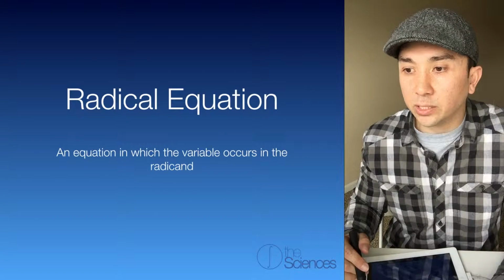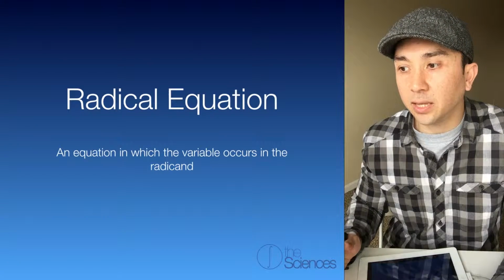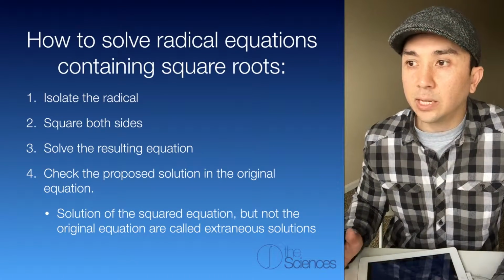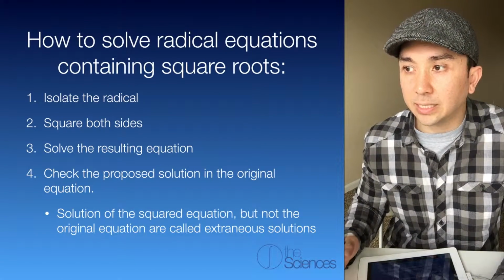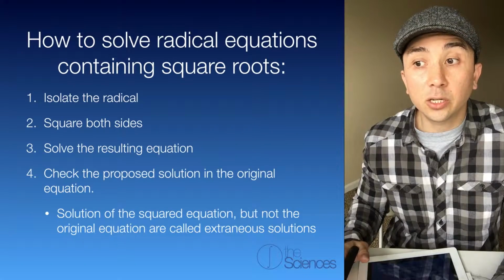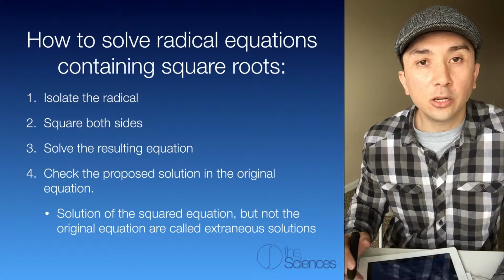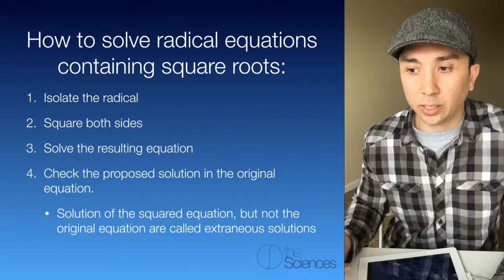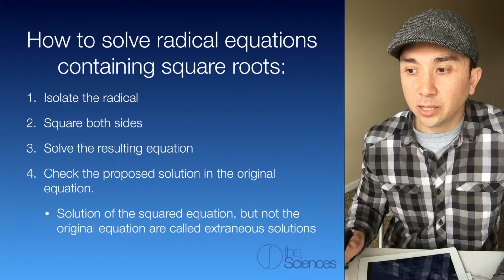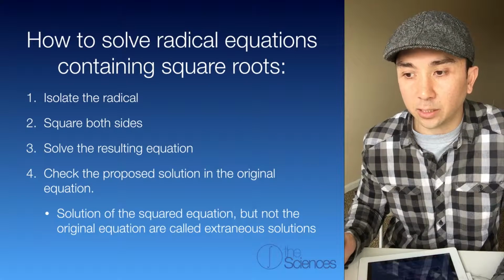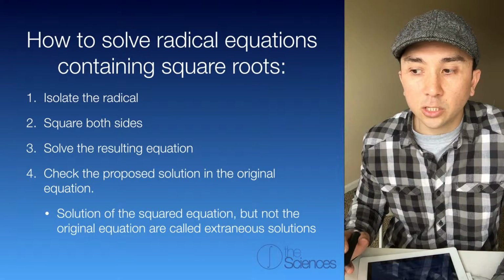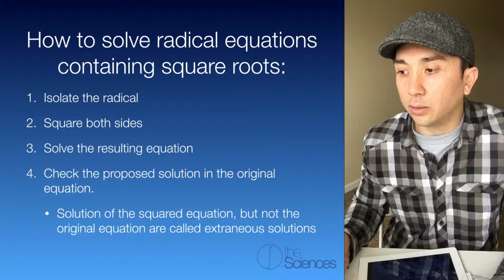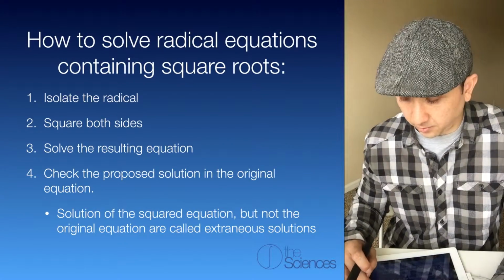Now, a radical equation is an equation in which the variable occurs in the radicand. So here's how to solve radical equations containing square roots. First, you're going to isolate the radical. Then you're going to square both sides. Then you're going to solve the resulting equation. Next, you're going to check the proposed solution in the original equation. The solutions of the squared equation that are not solutions of the original equation are called extraneous solutions.